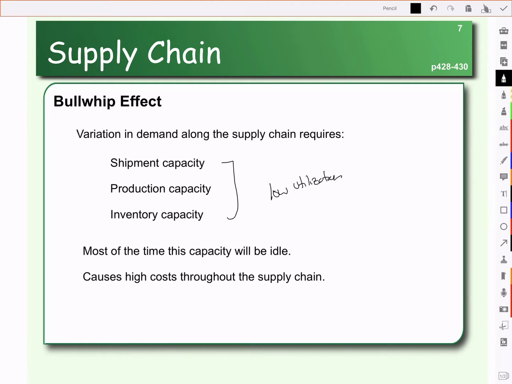Because you need the big capacity when there's that high demand, but you don't need it on the other side of that bullwhip effect. Most of the time, this capacity is going to be idle. Okay, so it's also going to cost you money.